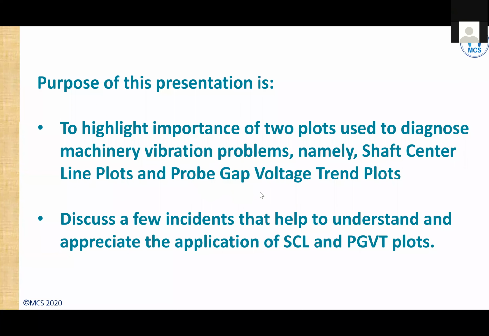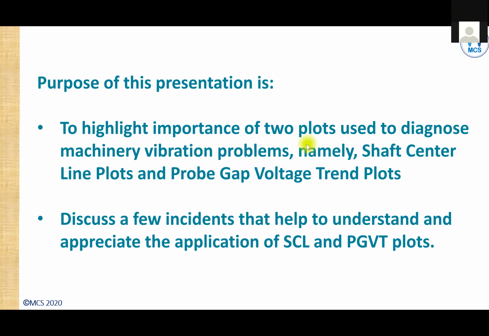Probe gap voltage plots. As you people are aware, there are quite a few other plots that, when you're looking at the diagnosis of turbo machinery using online vibration analysis systems, you have a series of plots.